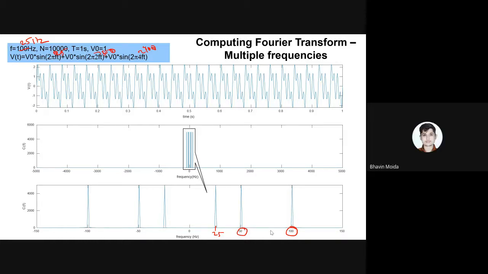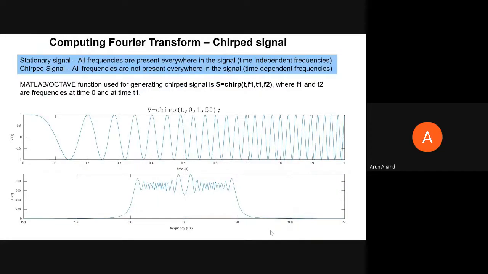Okay, so now let us go to what I call time frequency analysis. When you take a Fourier transform of the chirp signal, which is a non-stationary signal, all frequencies are present everywhere in the signal. If the frequencies are time independent, it is a stationary signal. If the frequencies are time dependent, it is a non-stationary signal or chirp signal.